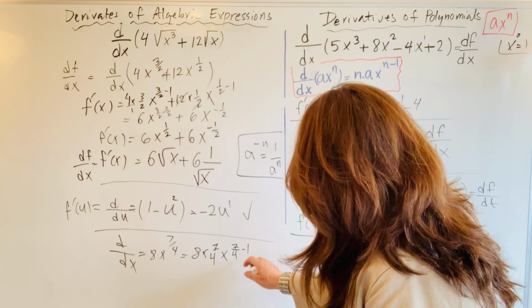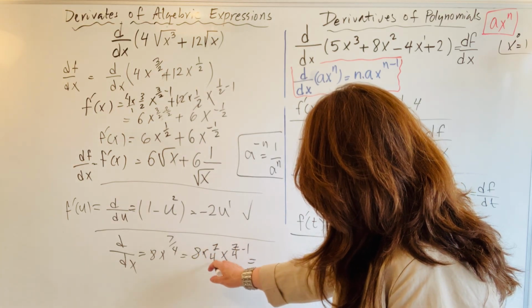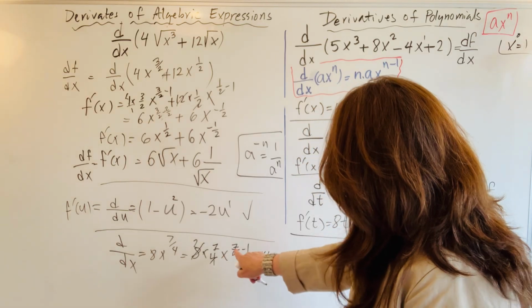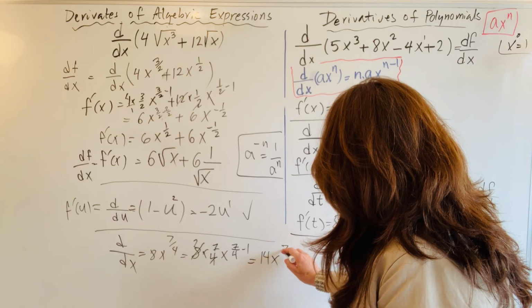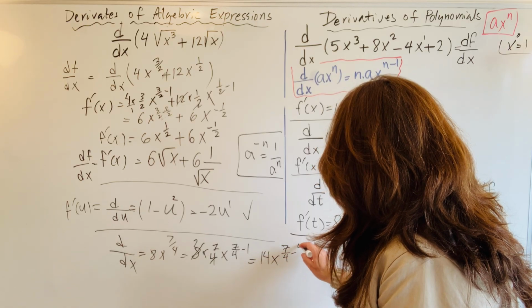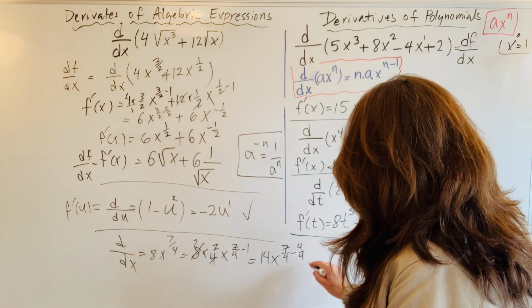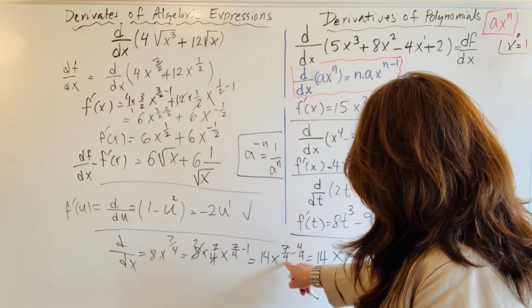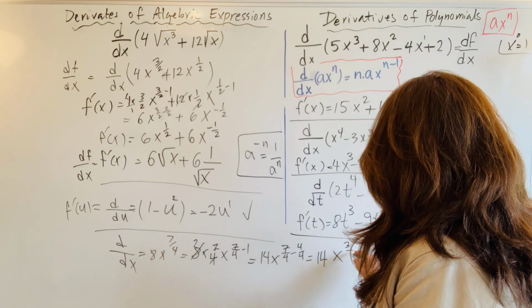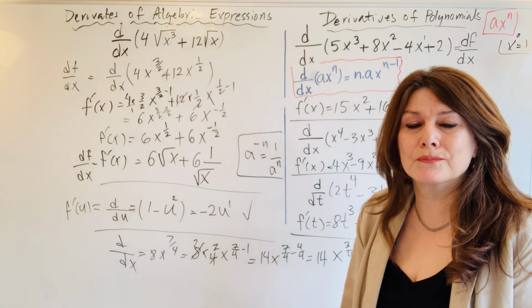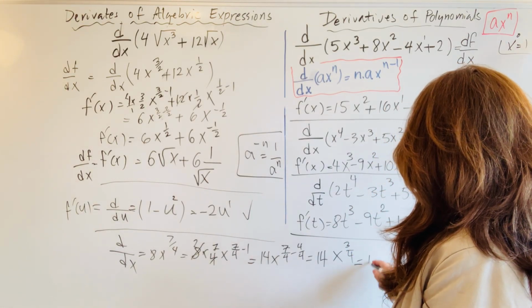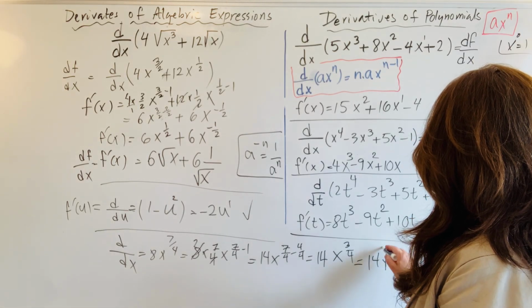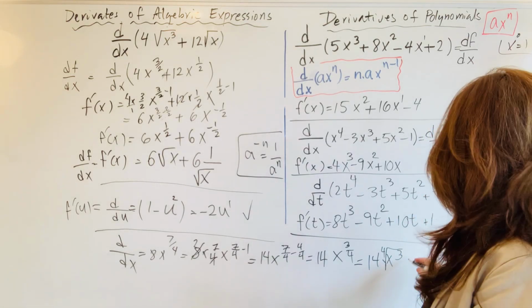I can write here 8 times 7 over 4, simplify 2, gets 14x. 7 over 4, 7 fourths minus 4 fourths. Okay, it's going to be 14x to the 7 over 4 minus 4 over 4, which is 3 over 4. Yes? Or you can write this one as 14 times the radical of x cubed, 3 is here, 4 is in the index. Okay, good.